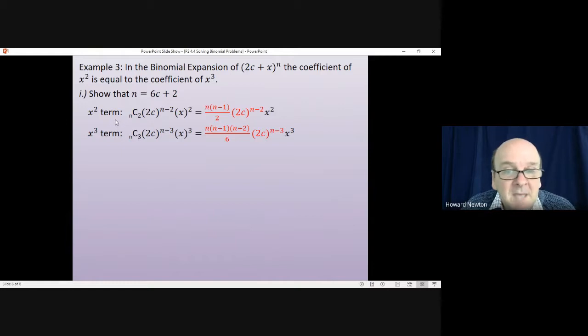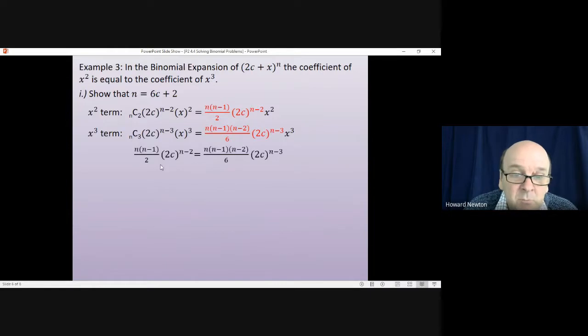We've worked out the x squared term, which is this. We've worked out the x cubed term, which is this. And in the question, we're told that the two coefficients are the same as each other. So the whole of this expression must equal the whole of that expression. We just write that down as an equation. We say the two coefficients are equal. Now that's quite a mess of an equation.